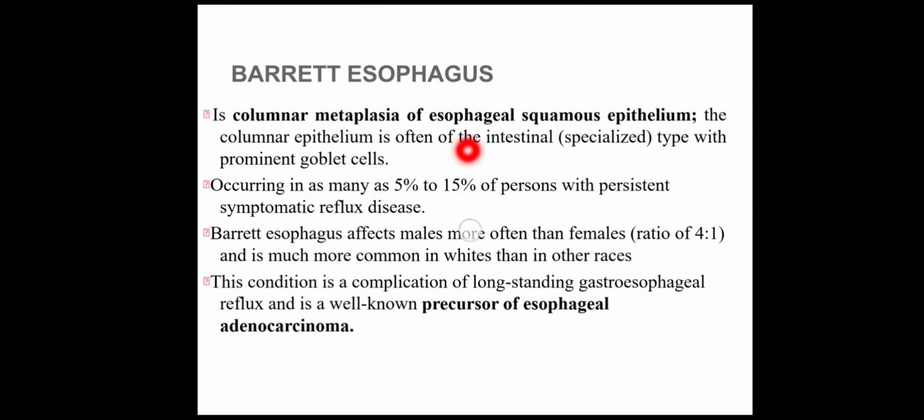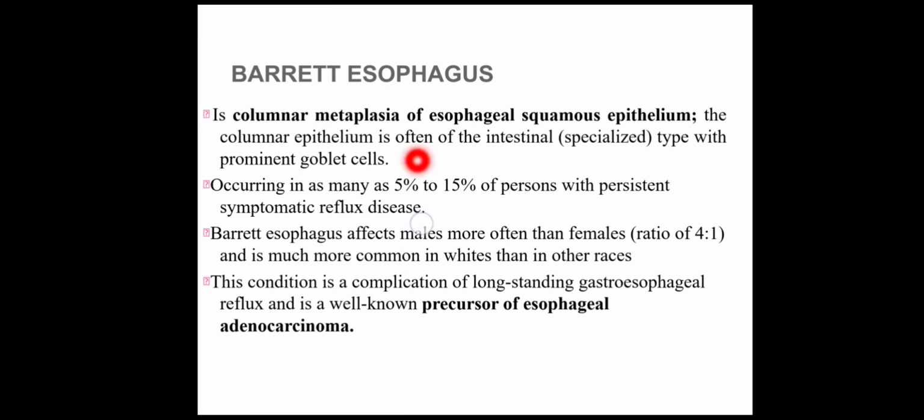The columnar epithelium is often intestinal type. Why are we saying intestinal here? Because columnar epithelium can be of other types as well. Intestinal type is characterized by prominence of goblet cells. Occurring in as many as 5% to 15% of persons with persistent symptomatic reflux disease, Barrett esophagus affects males more often than females, and it is much more common in whites. This condition is a complication of long-standing gastroesophageal reflux.